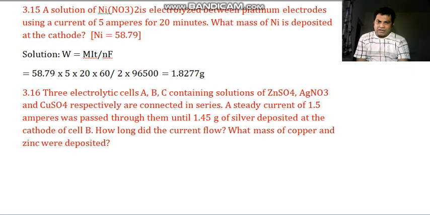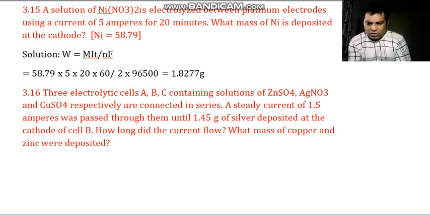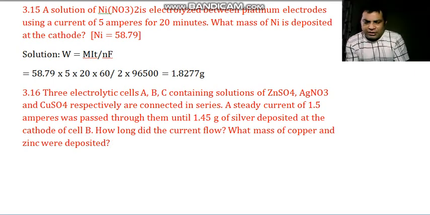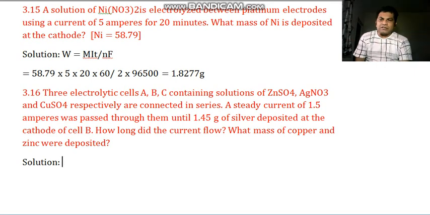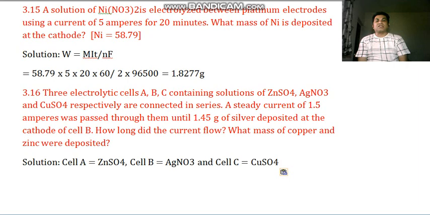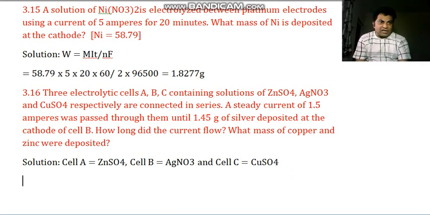Now we are entering the solution of this question. In the solution, the first step is to identify the cells. In which cell what is given? Cell A is ZnSO4, cell B is AgNO3 and cell C is CuSO4. So we have identified which things are given. Now, what is given? The given is for cell B.